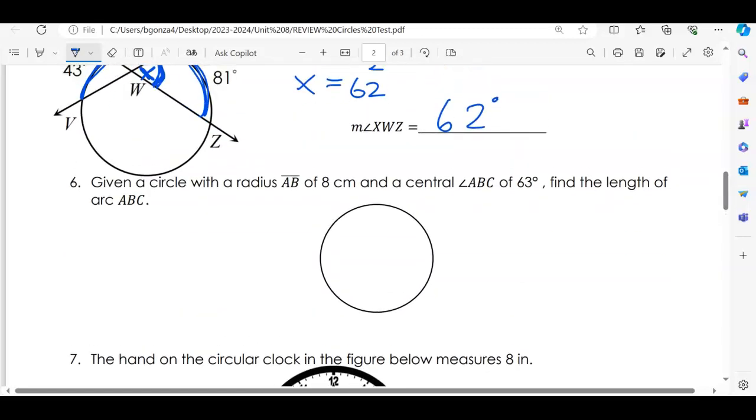Given a circle with a radius AB of 8. A to B is going to be 8 centimeters. And the central angle ABC has to be 63 degrees.